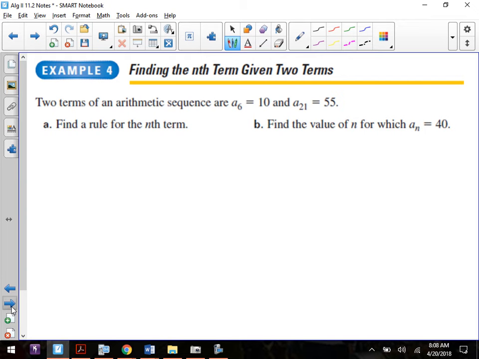Arithmetic means it's a sequence that has a common difference. It's going up or down by the same number every time. So add 3, add 3, add 3, or subtract 7 halves, subtract 7 halves. That's all that means. Geometric will be a common ratio, which means it's either multiplying or dividing. So we've got 2 terms. The 6th term is 10, the 21st term is 55.